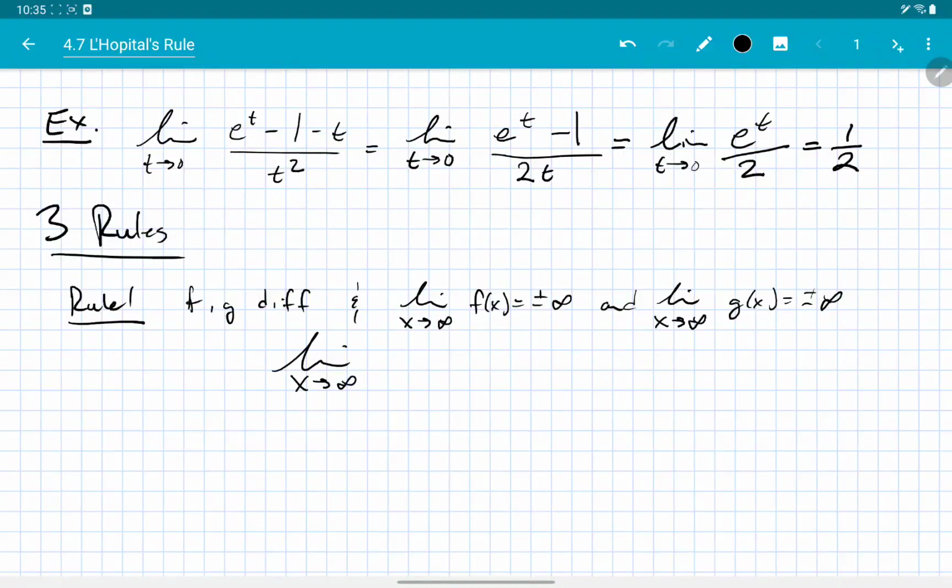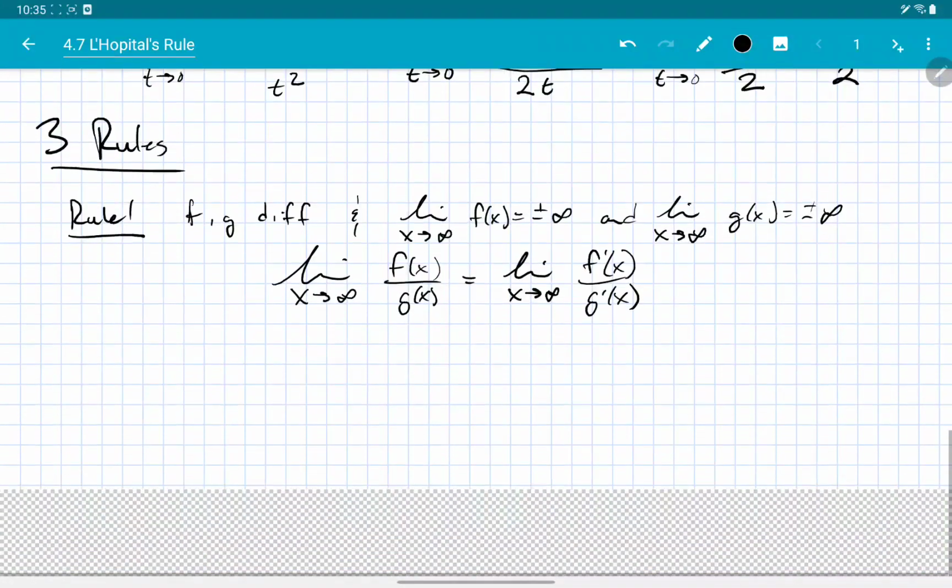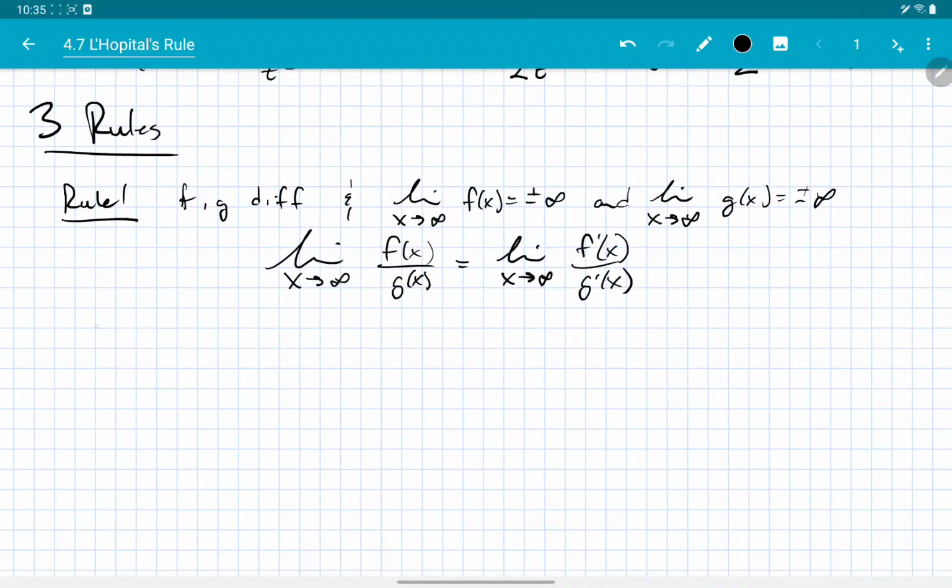Here, the limit as x goes to infinity of f of x divided by g of x is the limit as x goes to infinity of f prime of x over g prime of x. So you can take derivatives and then see if you can find a limit. And of course, you can iterate this just like the previous one. If you don't get something you can compute out of this first derivative, you can do it again and have f double prime over g double prime. So that's rule 1. I promised 3 rules.